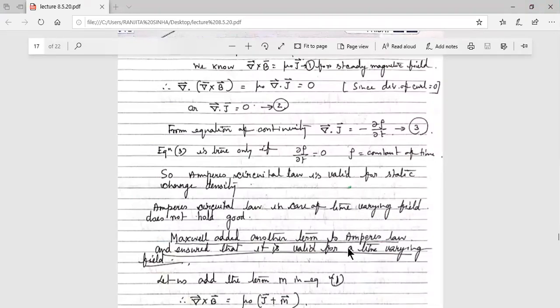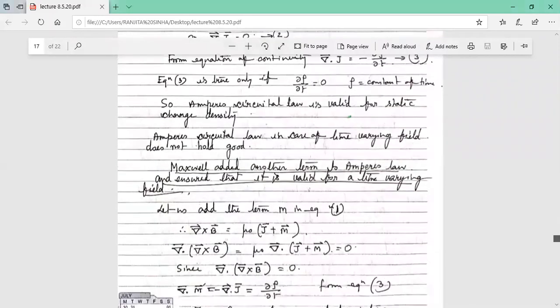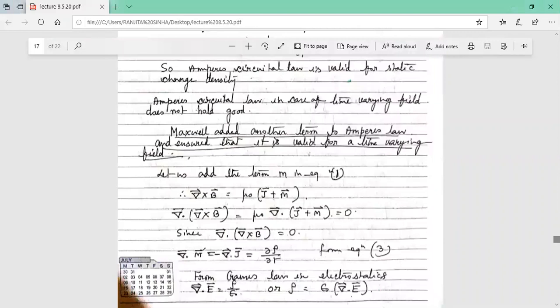So what is the drawback of Ampere's circuital law? The drawback is that it is only valid for static charge density. Then what will be the Ampere's circuital law for a time varying field? That was explained by Maxwell by putting another term in the expression of Ampere's circuital law. What is that term? It is explained here.